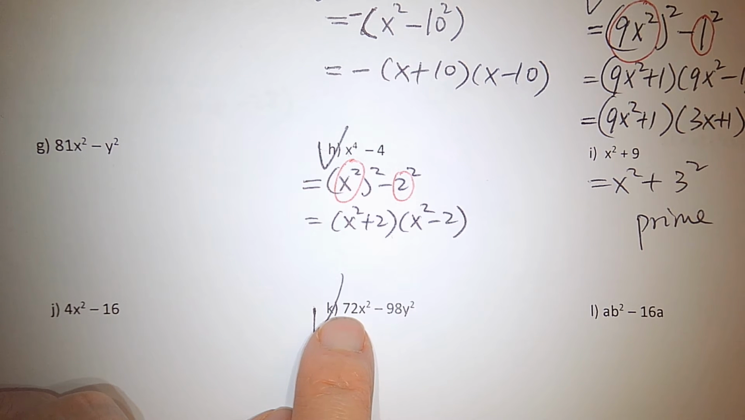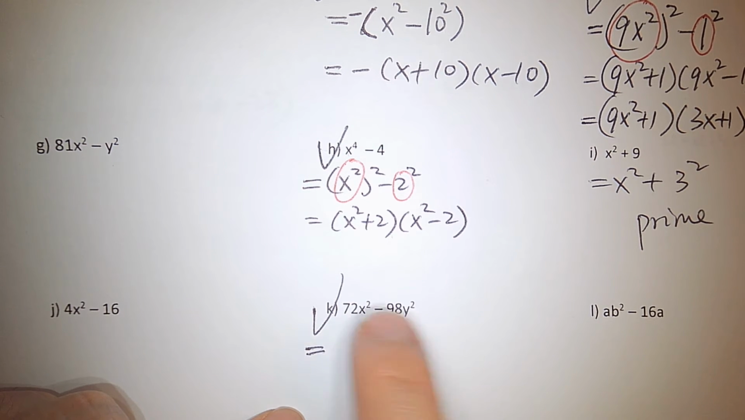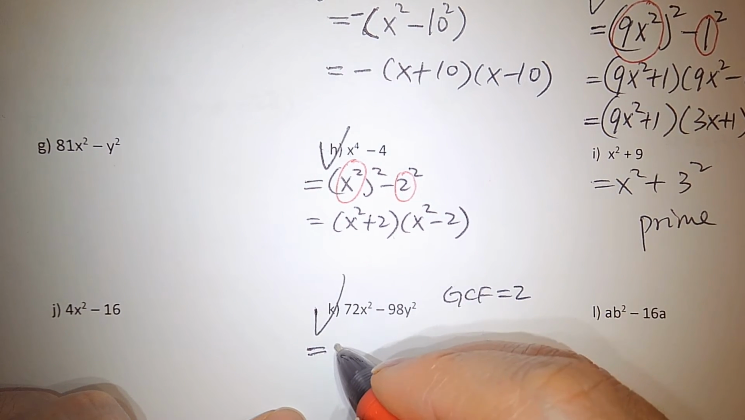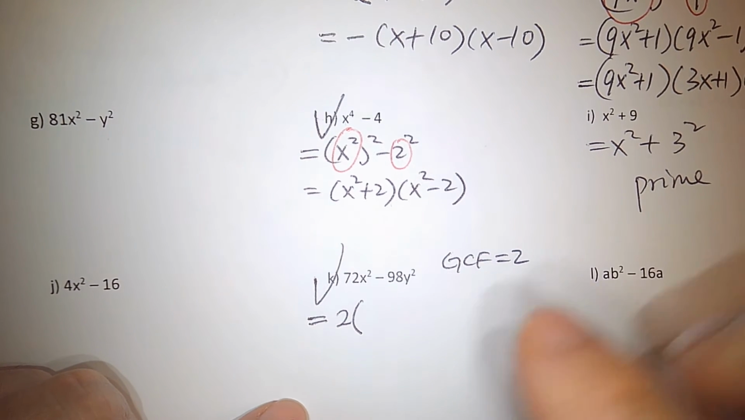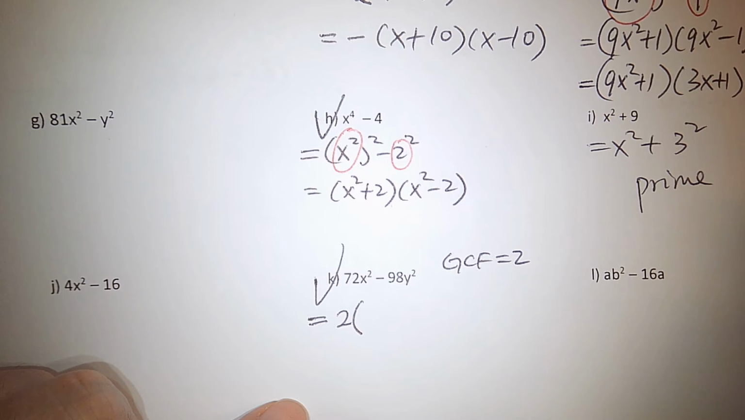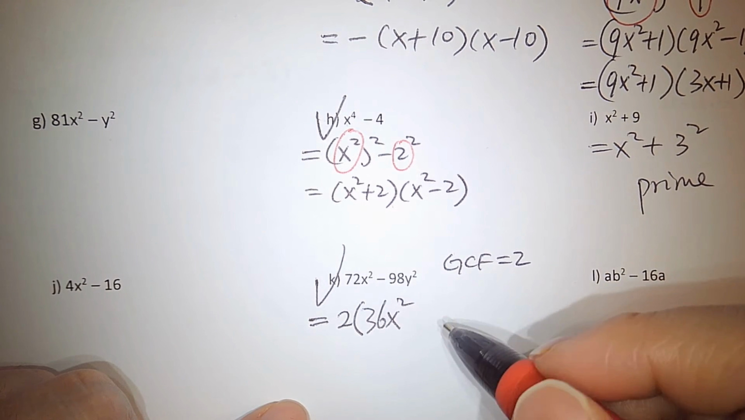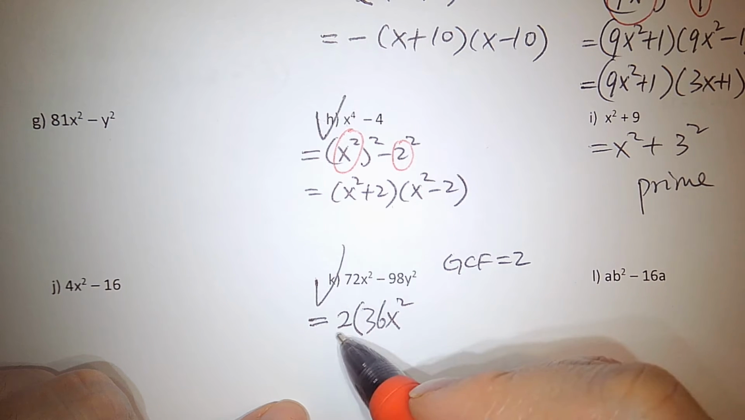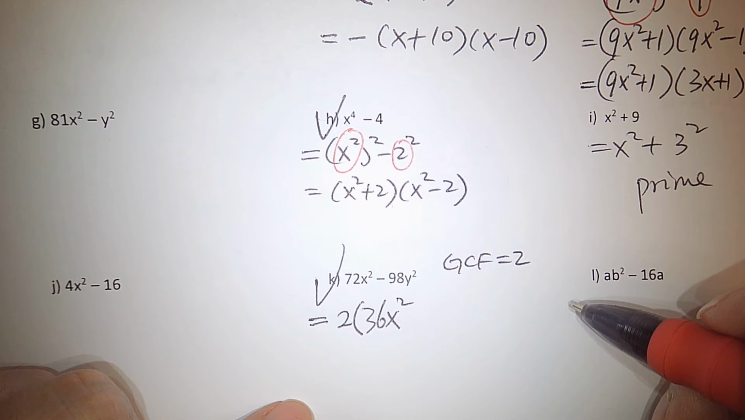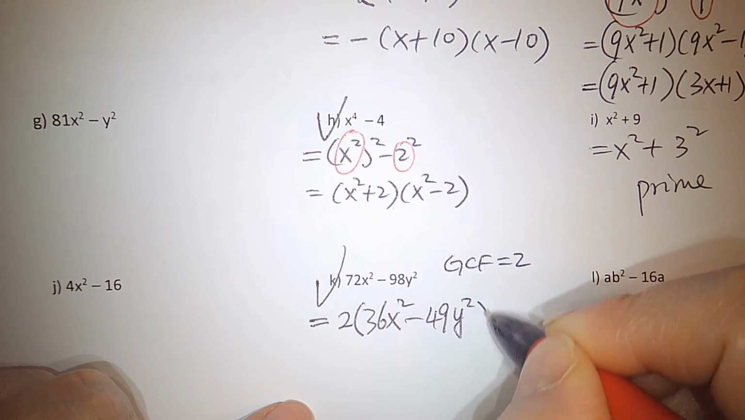72 has a common factor 2, right? 98 has a common factor 2. So the GCF is what? 2, right? So let's factor out the 2 and see what we can get. If 2 is out, what do we have inside the parentheses? 2 times what equals 72x squared? Just 36x squared. What times 2 equals negative 98y squared? Negative 49y squared.